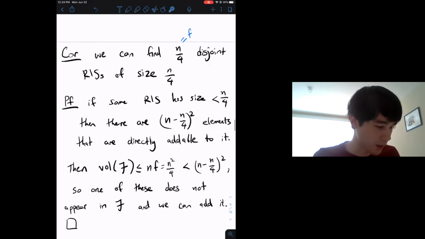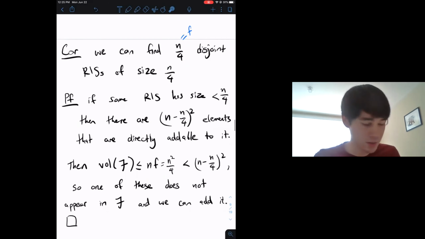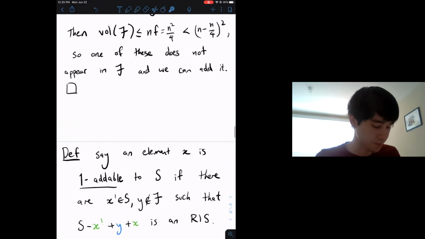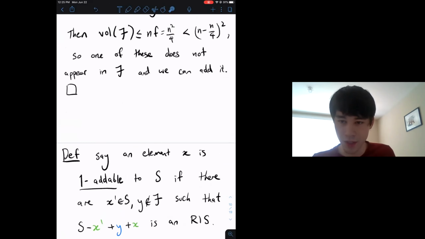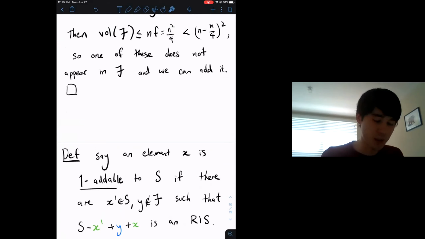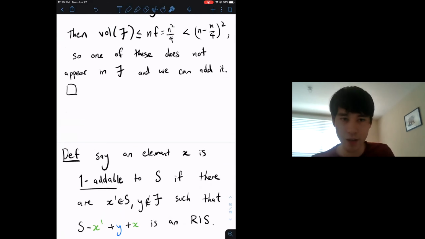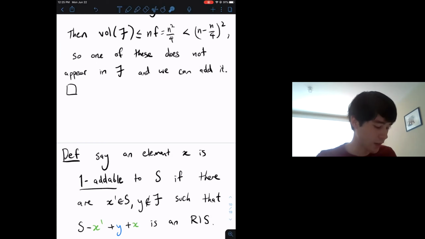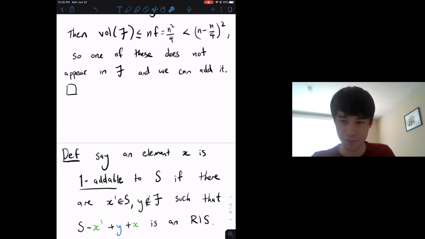Fact 0 is about directly adding things. So now let's think about what you can do if you swap something and then add something. What extra freedom does a swap give us? Here's a slightly more sophisticated definition. I'm going to say that an element X is one-addable to a rainbow independent set S if there is X prime in S and Y not in the family, such that S minus X prime plus Y plus X is a rainbow independent set.